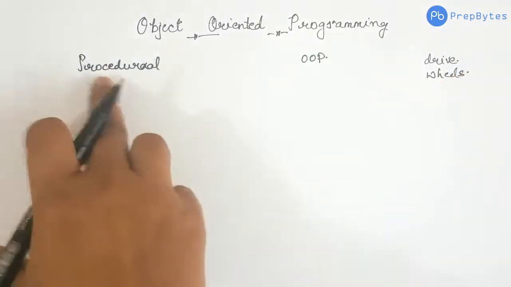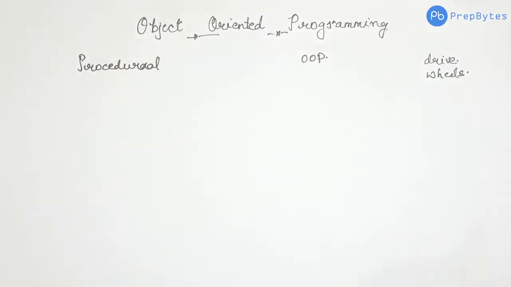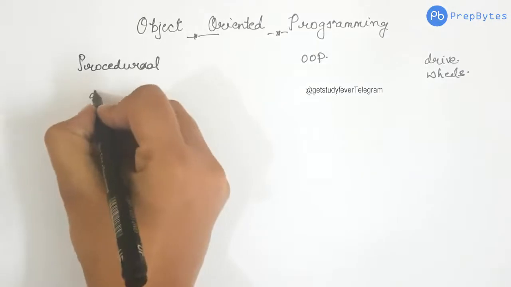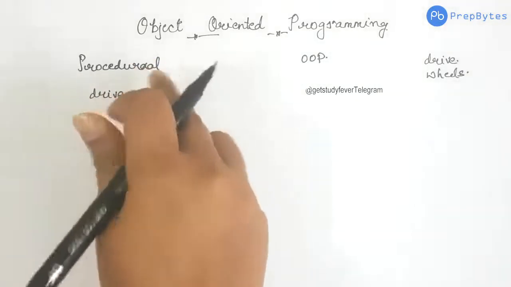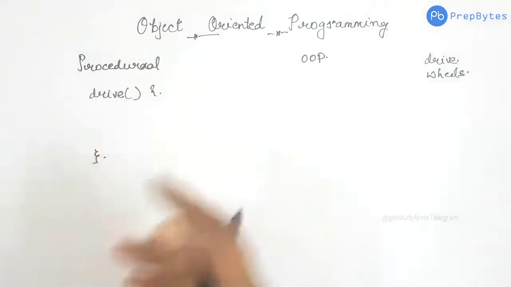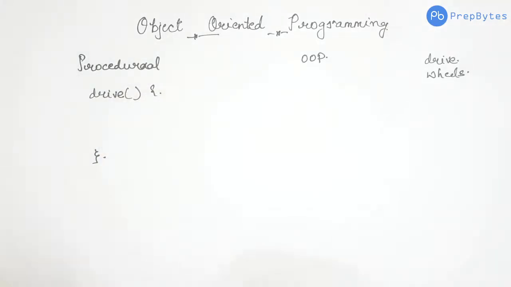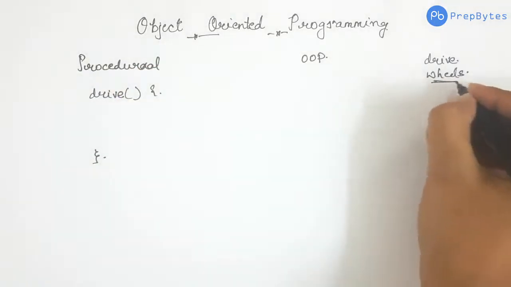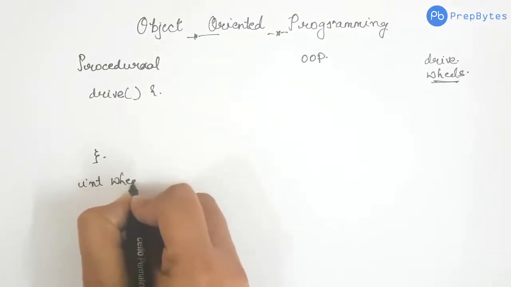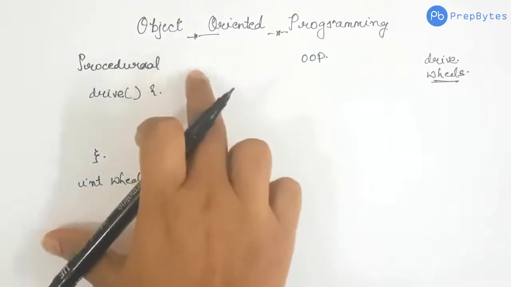In the case of procedural programming, the focus will be on the methods. Like, I have to drive a car, so the focus is driving. So we will write a method called drive, and whatever functions relate to driving will be inside this drive method, and we will have a global data wheels. So let's say I write int wheels. This is how procedural programming goes.